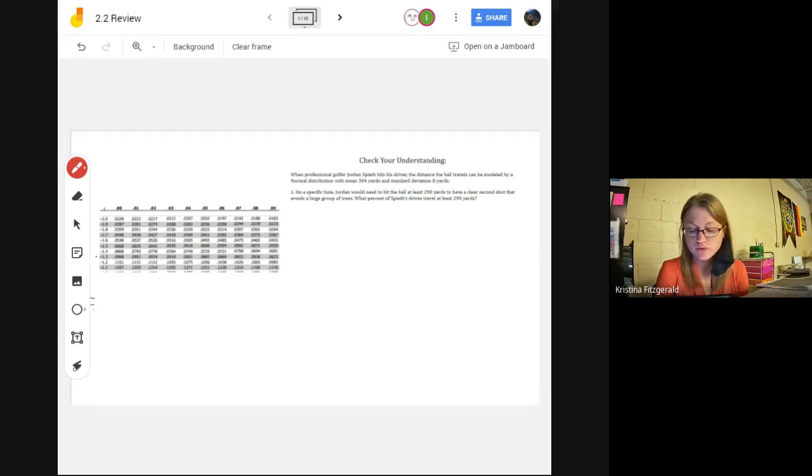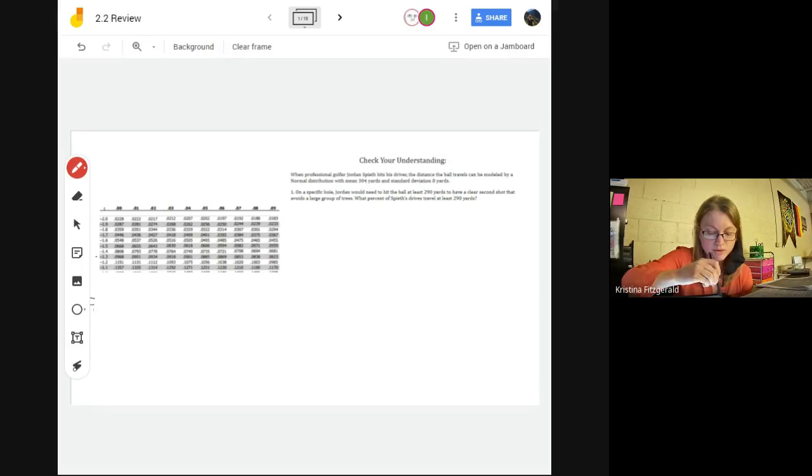When a professional golfer, Jordan Spieth, hits his driver, the distance the ball travels can be modeled by a normal distribution with a mean of 304 yards and a standard deviation of 8 yards. On a specific hole, Jordan would need to hit the ball at least 290 yards to have a clear second shot that avoids a large group of trees. What percent of Spieth's drives travel at least 290 yards?